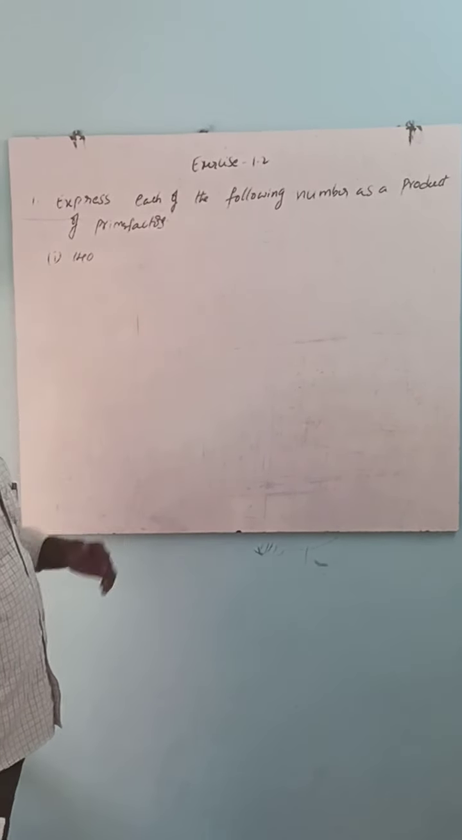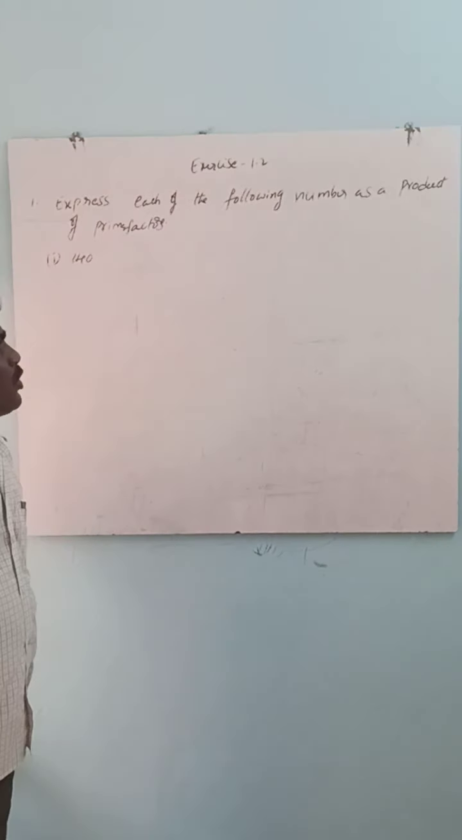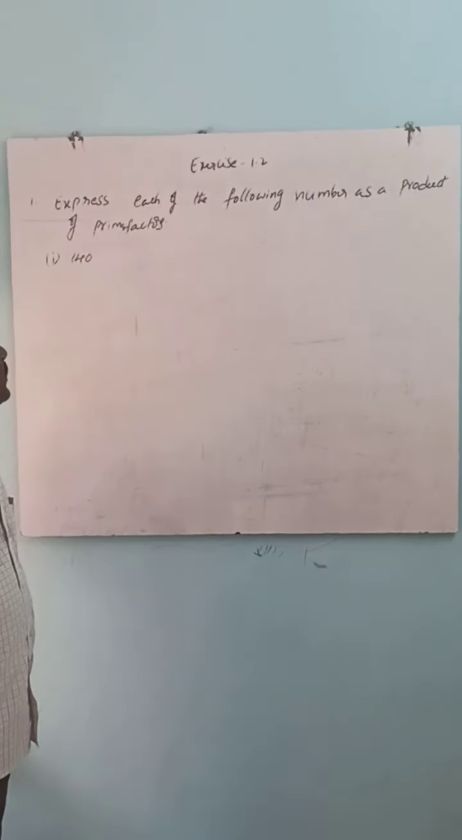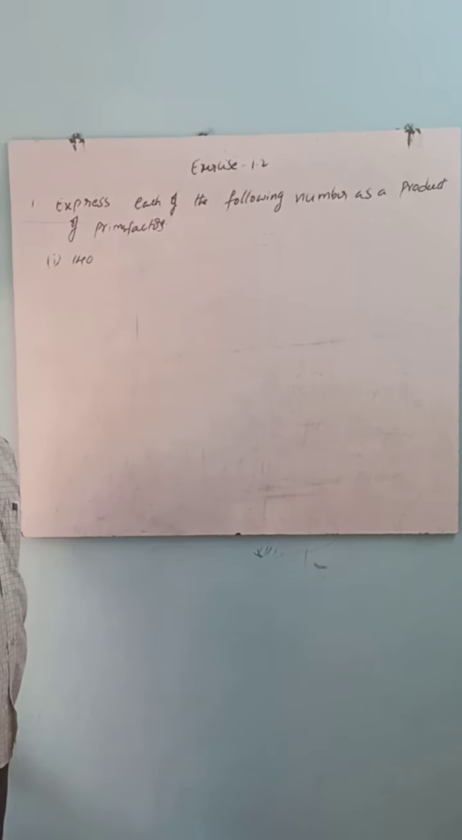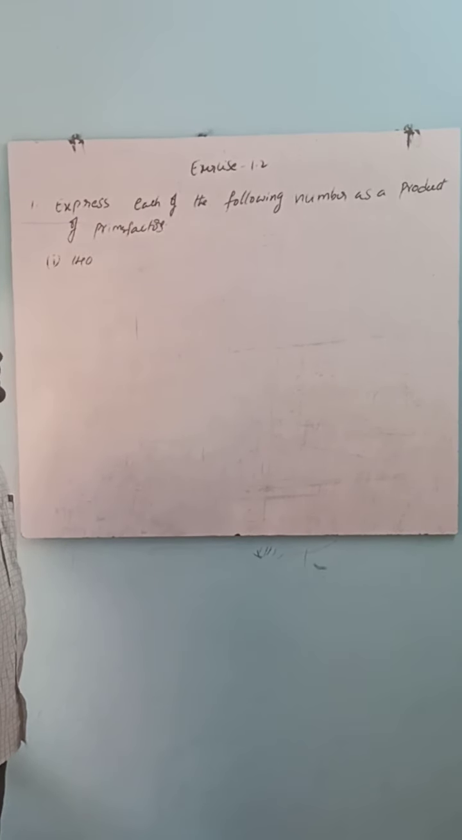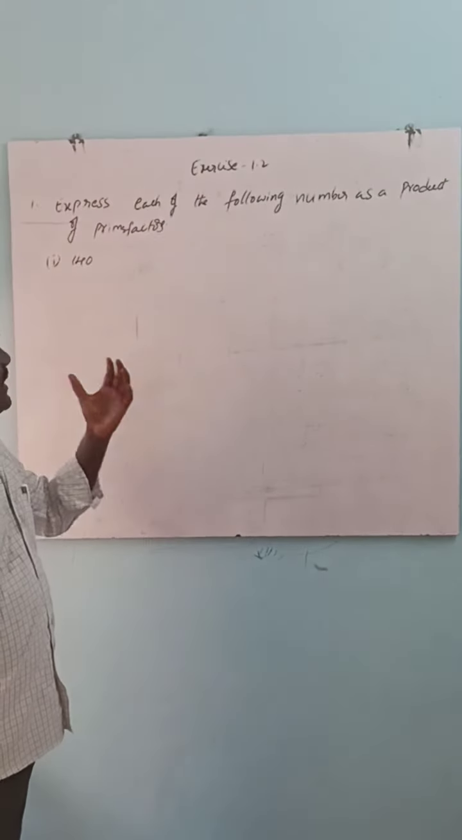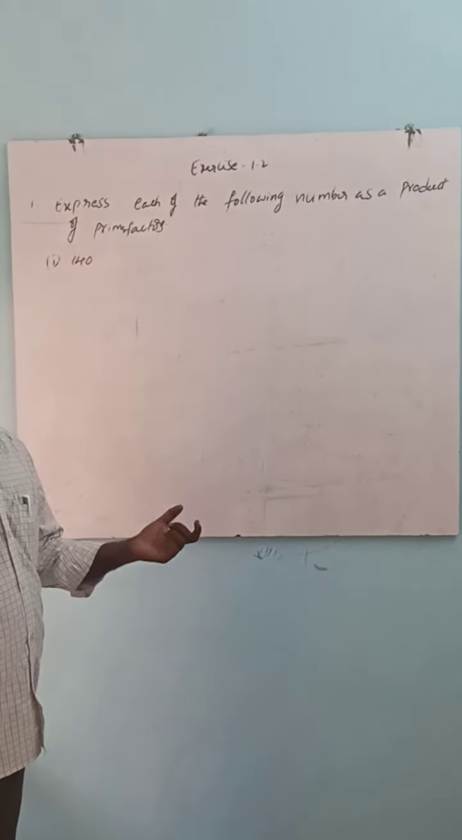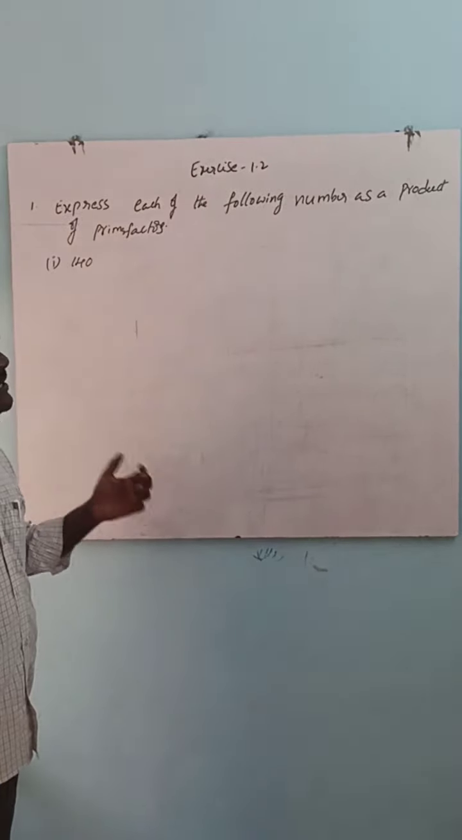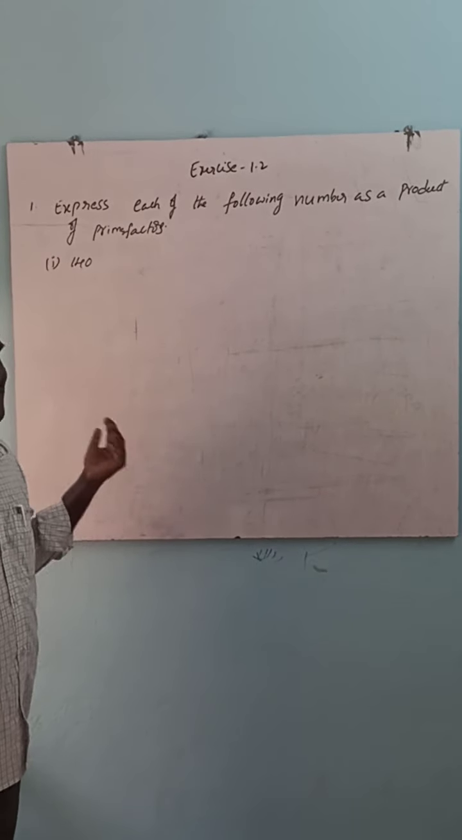Okay, what is the first one? Express each of the following numbers as a product of prime factors. Okay, prime factor. What is the meaning of prime factor? A number whose factors are prime numbers. Okay, what are the prime numbers? 2, 3, 5, 7, 11, 13, and so on.